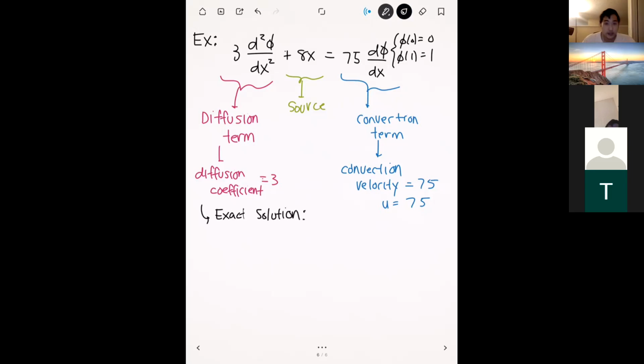Since this is a first order equation, you can solve for the exact solution. For this one, you have to do a little bit of math to it. You have to use the characteristic equation and undetermined coefficients. I'm not going to review that here because I'm not going to test you on that. But if you're wondering how I got this exact solution, that's how I got it.